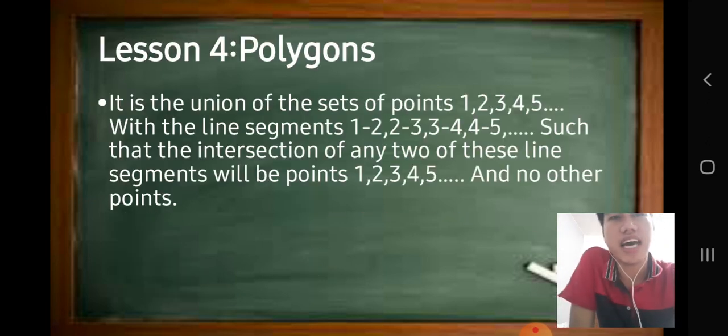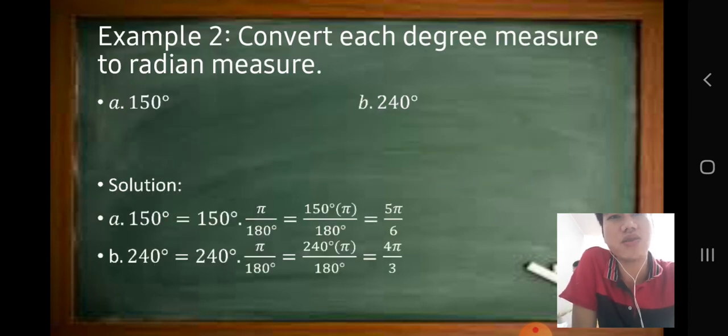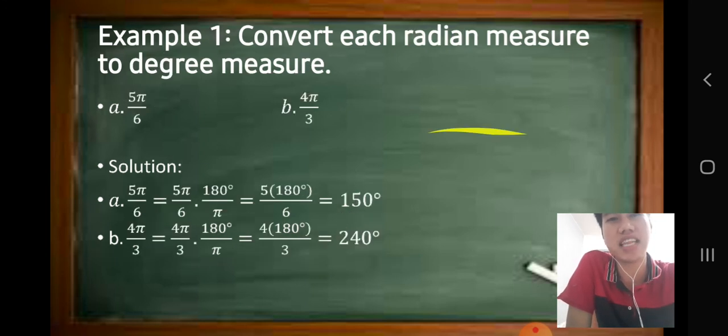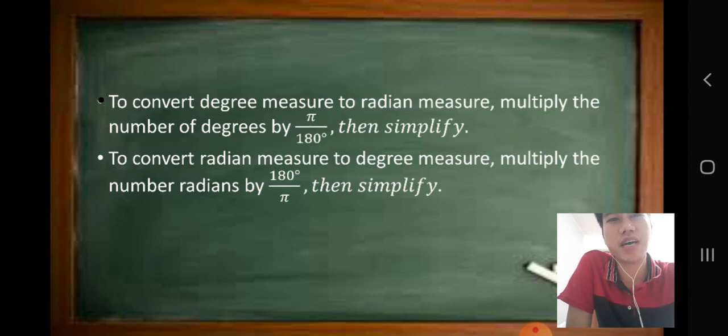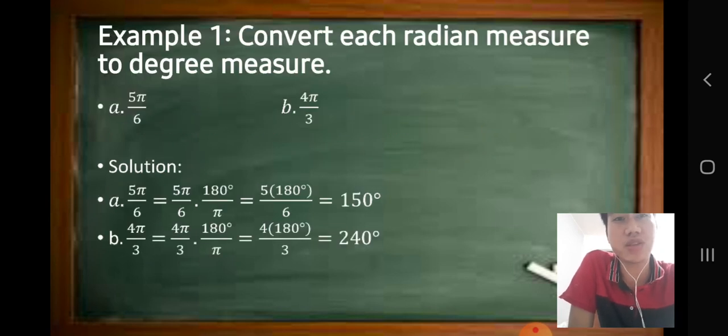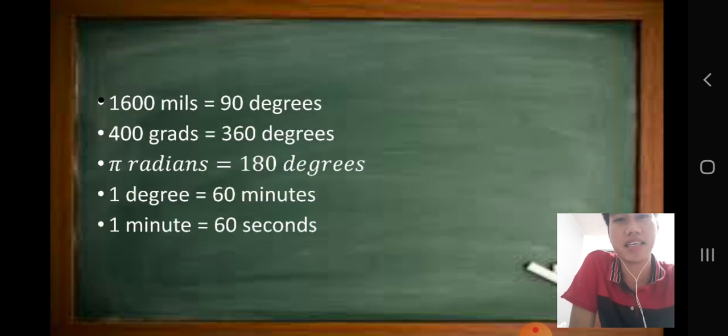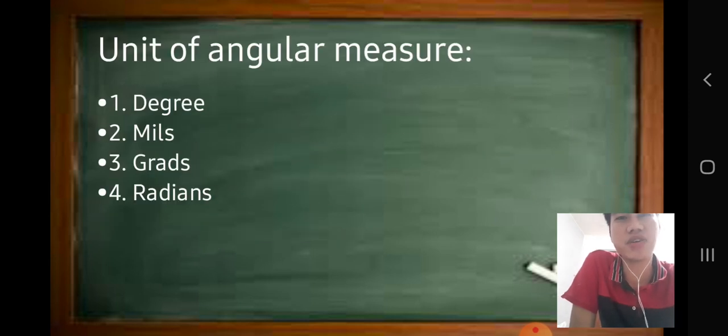Okay, so that covers polygons. And then how to convert each degree measure to radian: we will just multiply by pi over 180 degrees. And to convert from radian to degree, we will multiply by 180 degrees over pi. Okay, so there are unit angular measures. There are 4: degree, mils, grads, and radians.